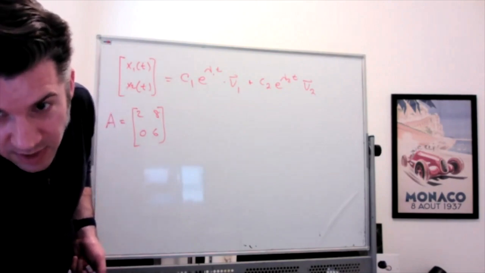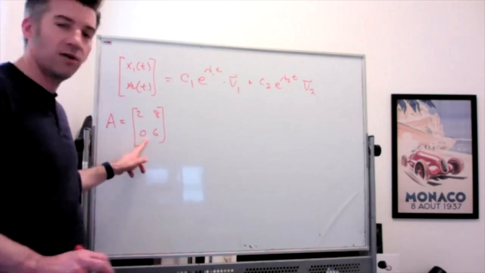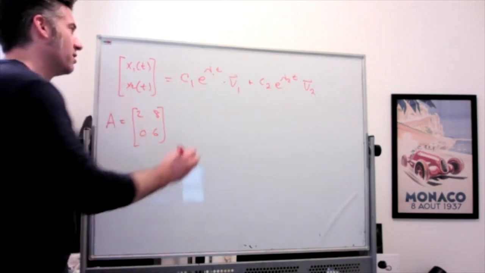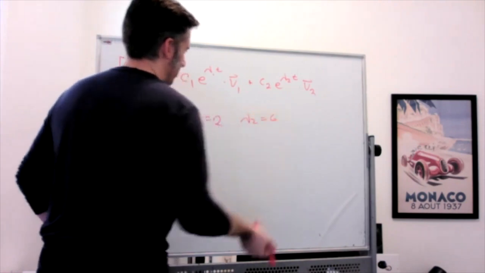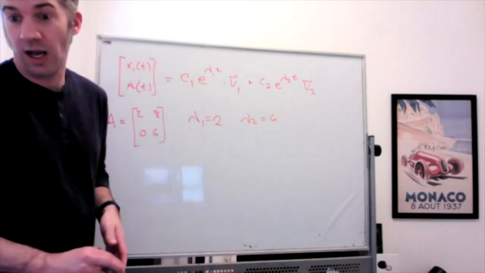Yeah, exactly. 2 and 6, right? We've got this 0 down here or 0 up there or both. So cool. I'm going to say lambda 1 is 2, lambda 2 is 6. And now we're going to find the associated eigenvectors.